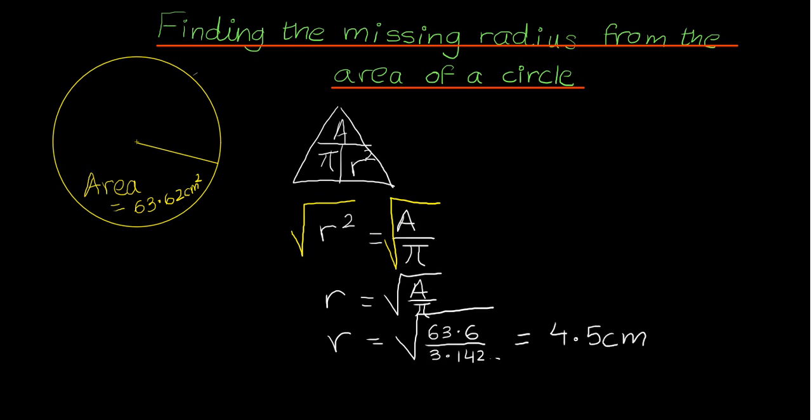That's how we find a missing radius when the area is given. If they ask you to find a missing diameter when an area is given, you need to find the missing radius first and double it to get the diameter.